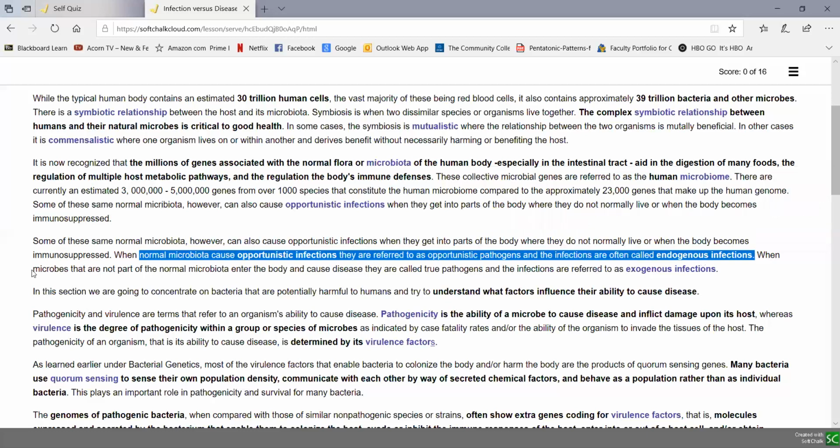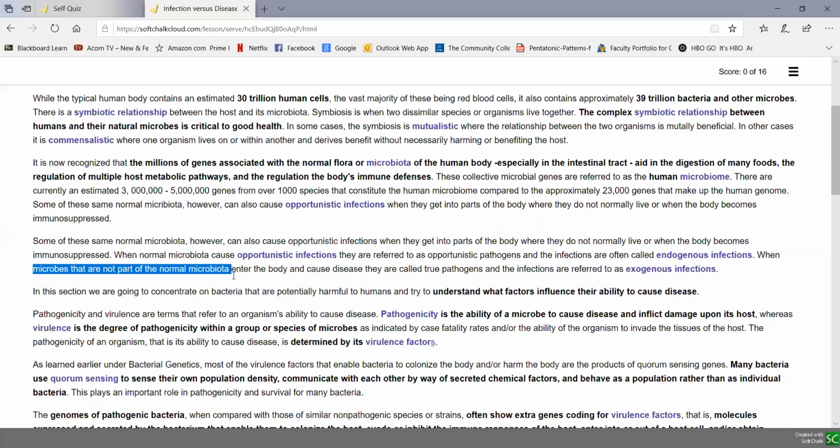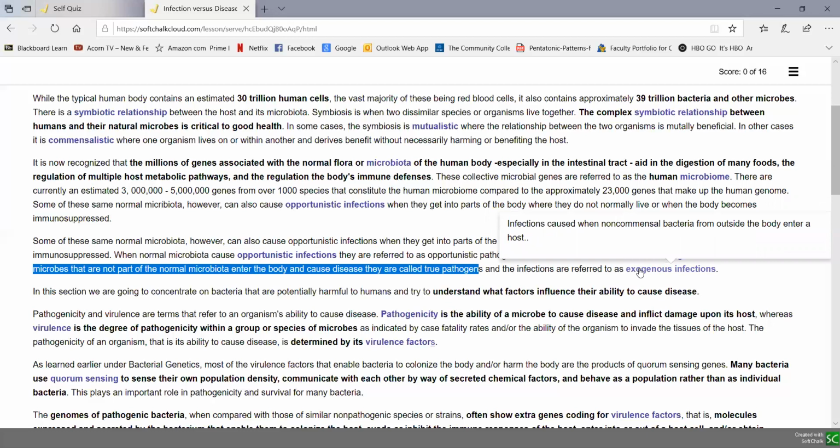Microbes that are not part of our normal microbiota that enter the body and cause disease, we call true pathogens. And these infections are often referred to as exogenous infections. So exogenous infections are infections caused when non-commensal bacteria, those that are not living in a symbiotic relationship with the body, from outside the body, enter a host.